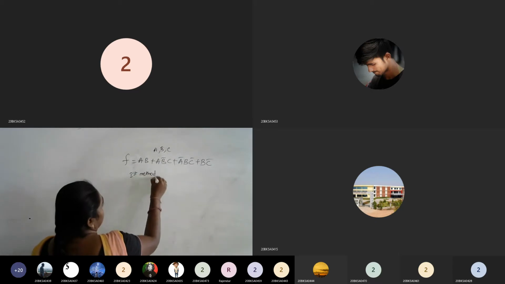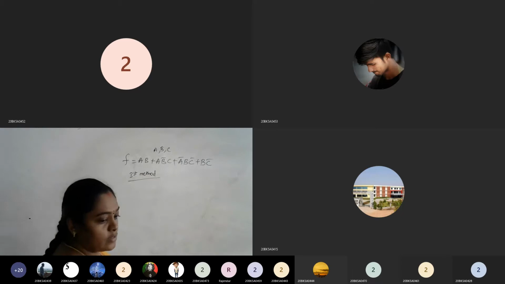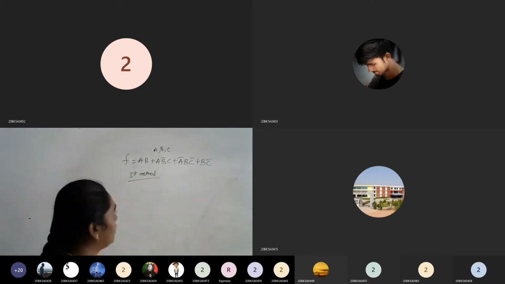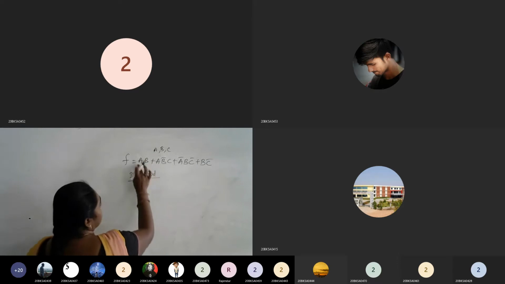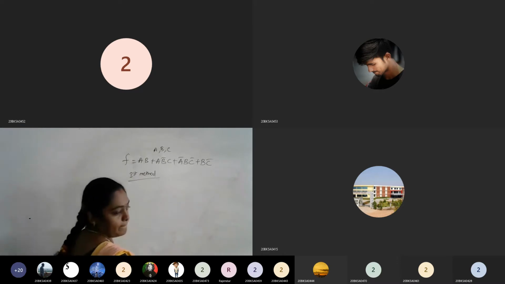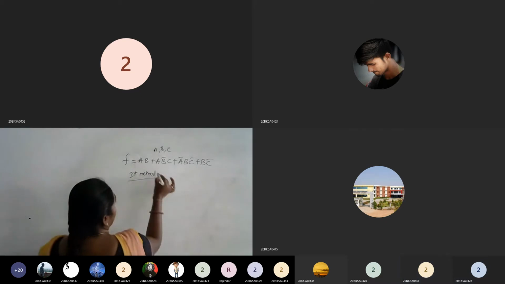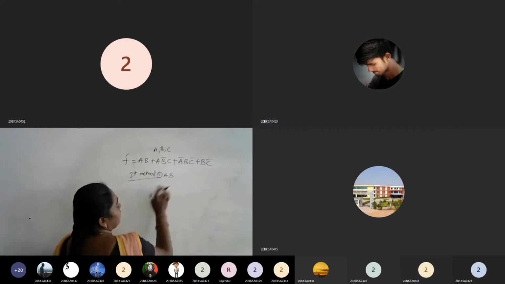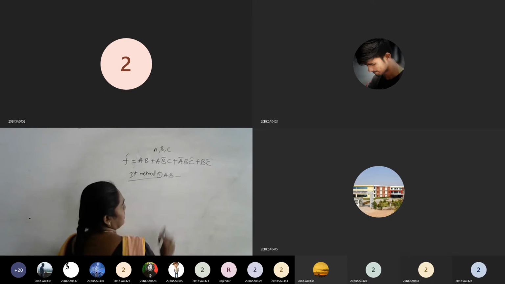I'll tell you method 1. First method, listen to me. You can do this in the rough column, because this is a direct rough method. In the first min term, which variable is missing? C. See here, I am taking the first term AB. Are you able to see the board? Yes, ma'am. So the first term is AB, missing is C.